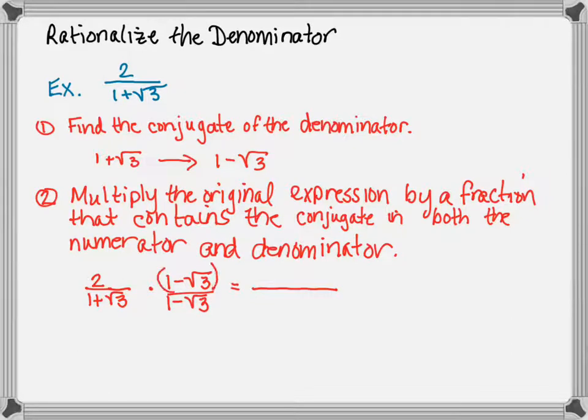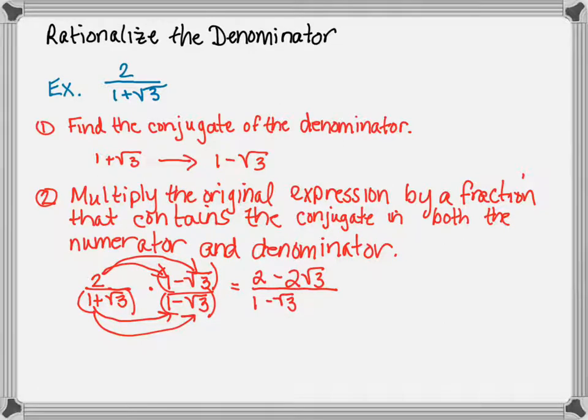Okay, now when I do that, I'm going to distribute in my numerator. So 2 times 1 is 2. 2 times negative radical 3 is minus 2 radical 3. And in my denominator, I'm going to need to distribute or FOIL. So I've got 1 times 1 is 1. 1 times negative radical 3 is negative radical 3. Radical 3 times 1 is positive radical 3. And radical 3 times negative radical 3 is minus 3.